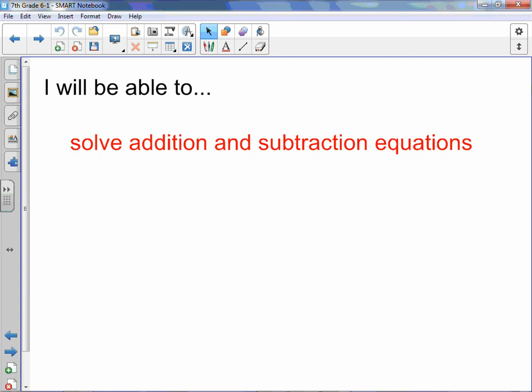Chapter 6, Lesson 1, Solve one-step addition and subtraction equations. You will be able to solve addition and subtraction equations.